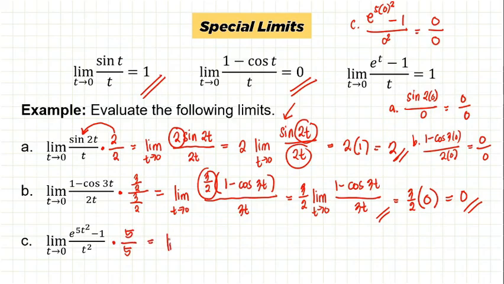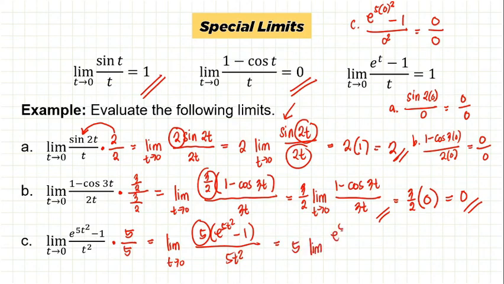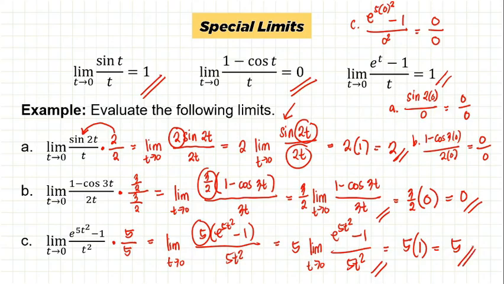So we will have the limit of 5 times e to the 5t squared minus 1 over 5t squared as t approaches 0. And we can factor out 5, so we will have 5 limit of e to the 5t squared minus 1 over 5t squared as t approaches 0. And we will have 5 times, this one is of the form the third special limit. So we will have 5 times 1 equal to 5. So that's it. So ganun lang yung gagawin natin.